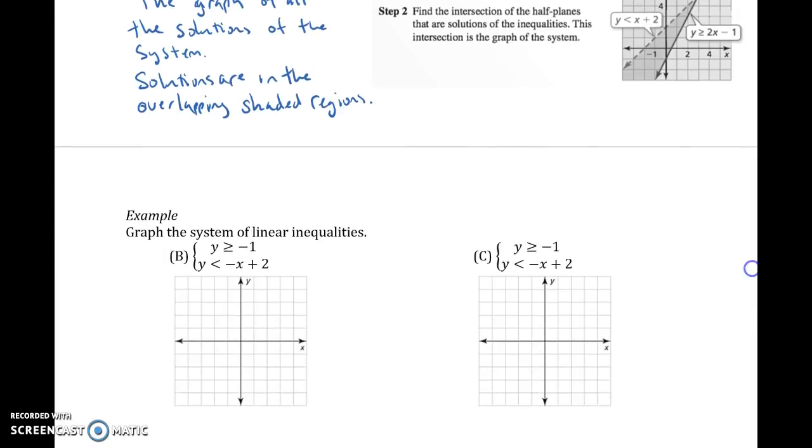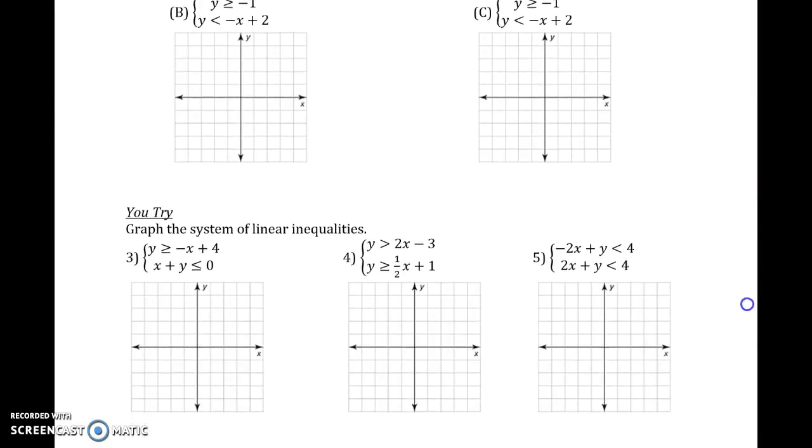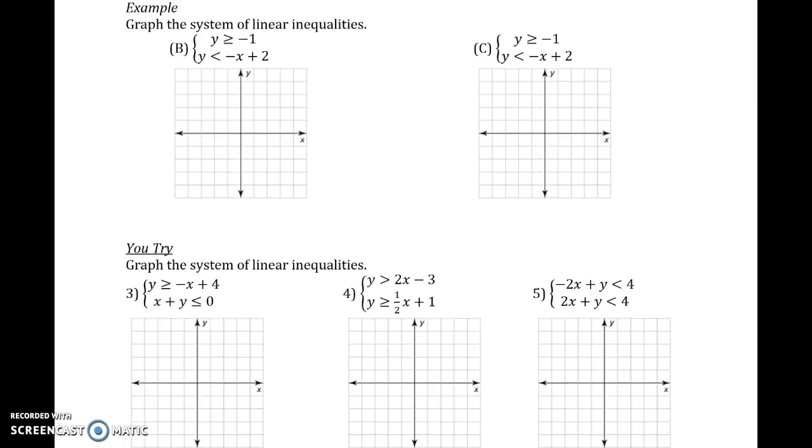So let's take a look at the next example. Okay, so I'm going to go ahead and use two different colors. If it helps you to work things out with two different colors, it's perfectly fine. I'd also recommend, for example, two different types of shading, and I'll show you what I mean by that. Let me just put in my number lines there. Okay, so the first equation, I'm going to go ahead and use red for this, and it's y is greater than or equal to -1.